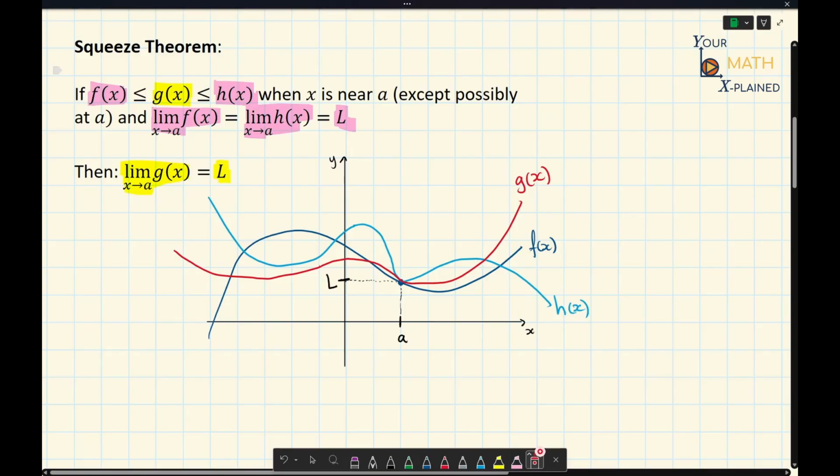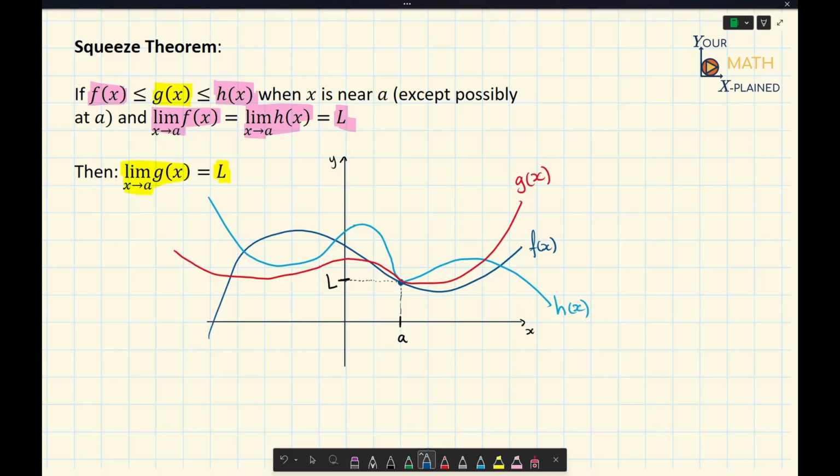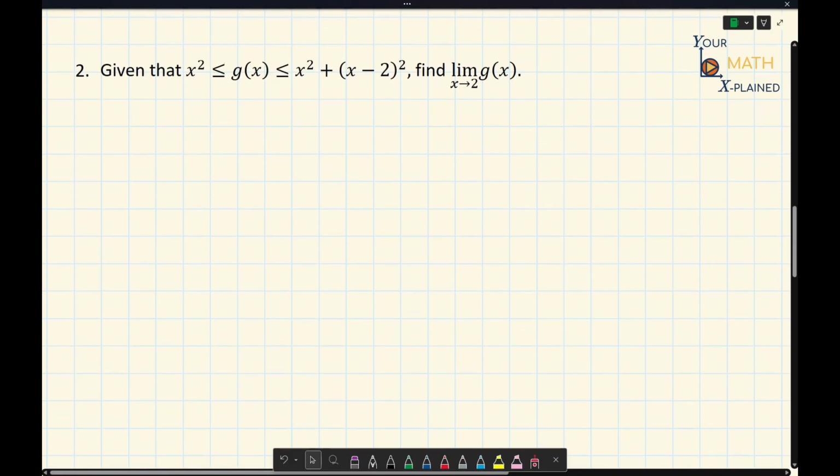And the reason is because it's squeezed in between them, or you can think of it as it's sandwiched in between them, hence the name squeeze theorem or sandwich theorem. Now let's take a look at why this is useful.